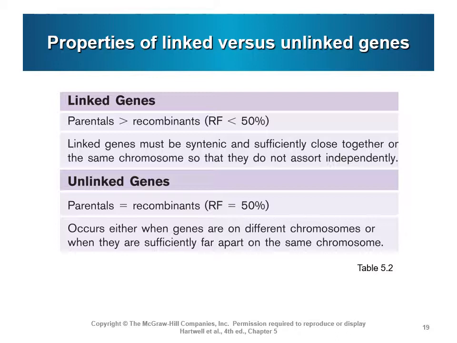Let's summarize what we have talked about. Linked genes must be syntenic and sufficiently close together on the same chromosome so that they do not assort independently. Unlinked genes occur either when genes are on different chromosomes or when they are sufficiently far apart on the same chromosome.